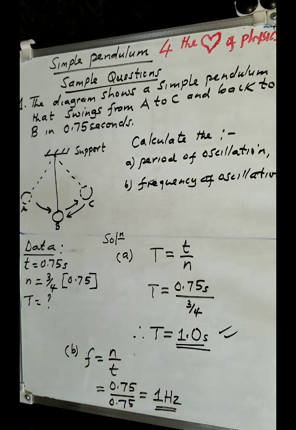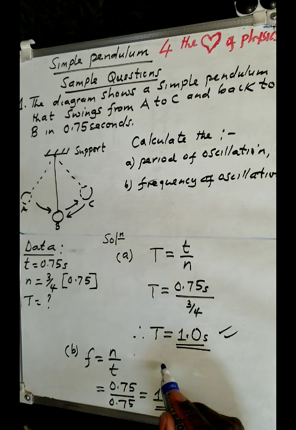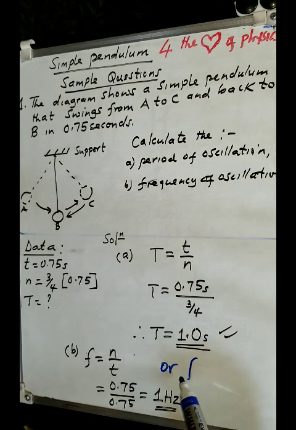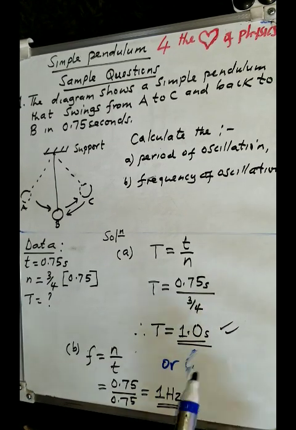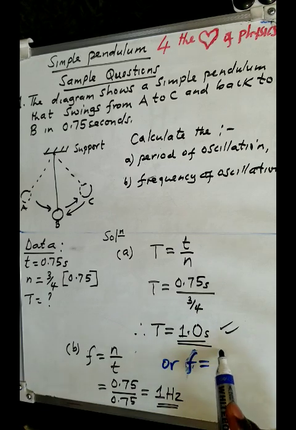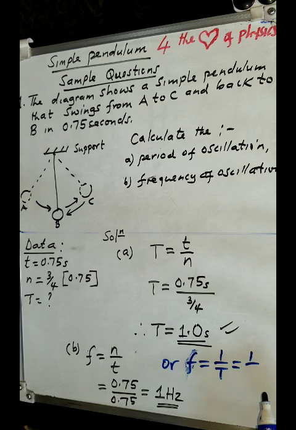And it is true, because we did say that alternatively, frequency is equal to 1 divided by period. Because your period is 1, it would have been 1 divided by 1, which will still give you 1 Hz.